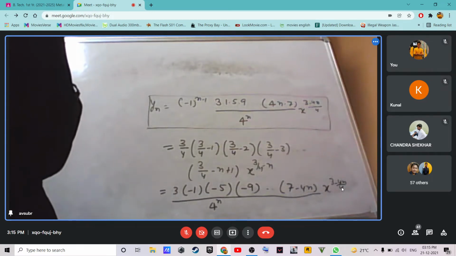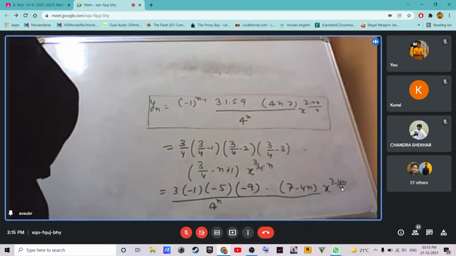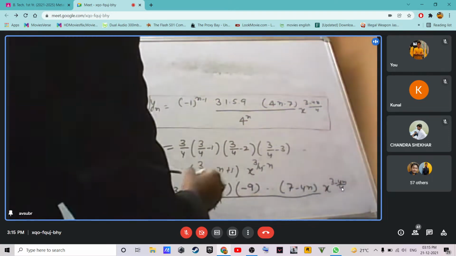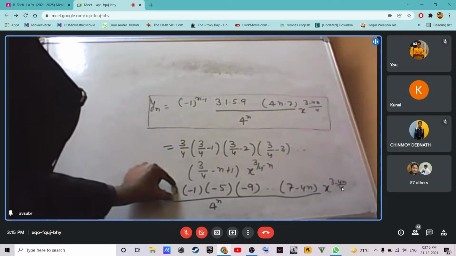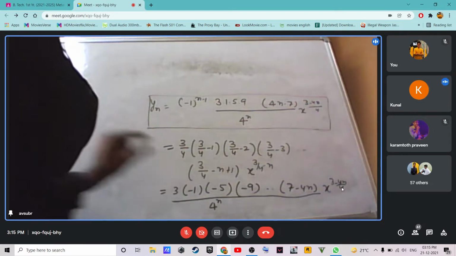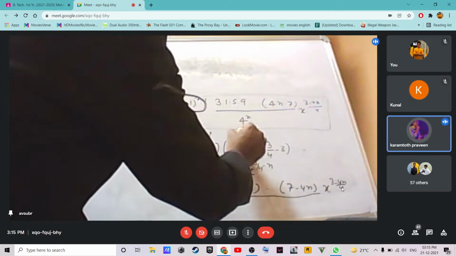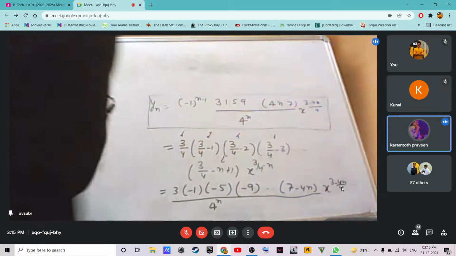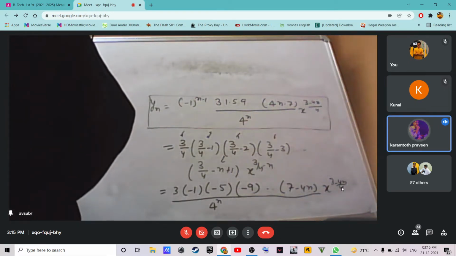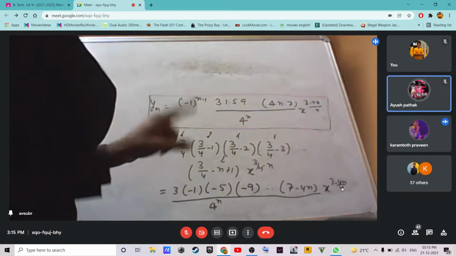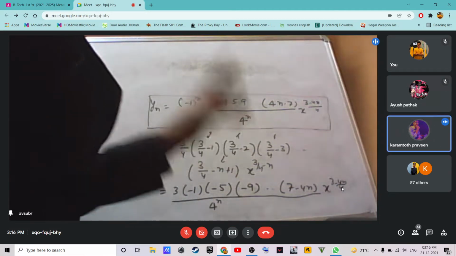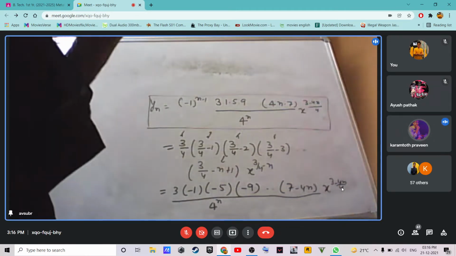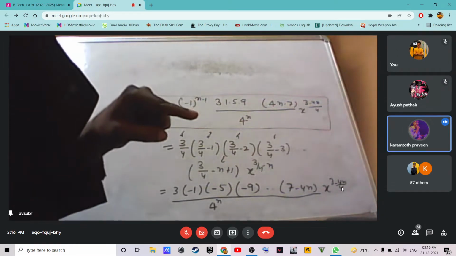Now how many times is minus there? N minus 1 times. This was the first term. How many terms are there? N terms, 1, 2, 3, 4 like that. This will be the nth term. The first one is having a positive value. So it starts from the second one. So it means n minus 1.